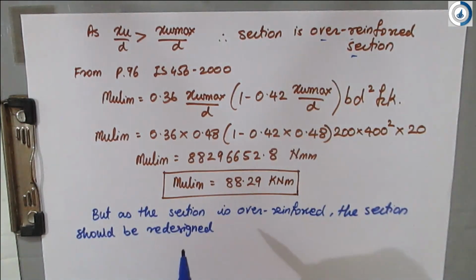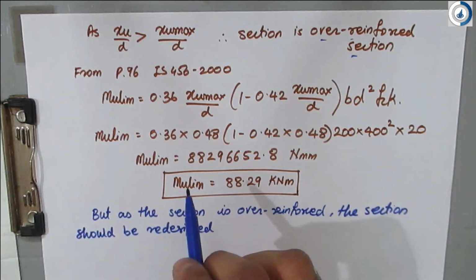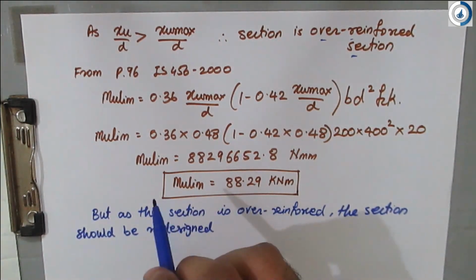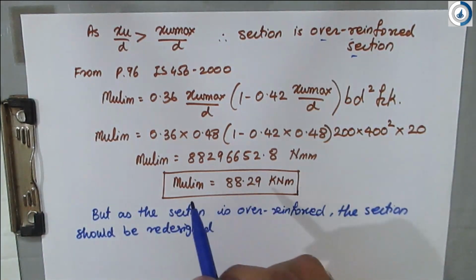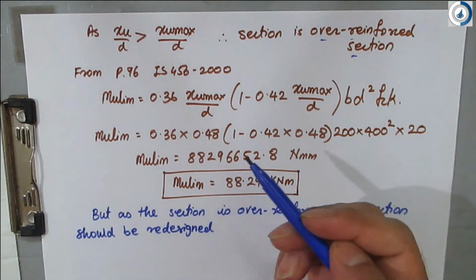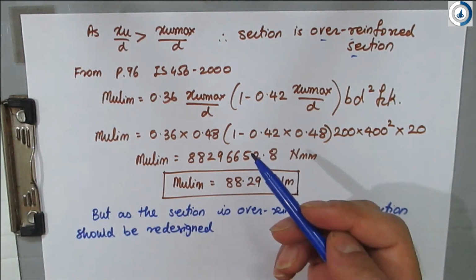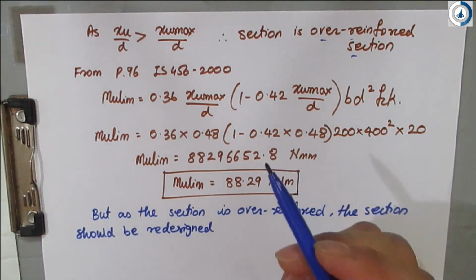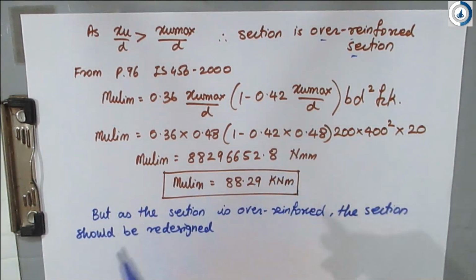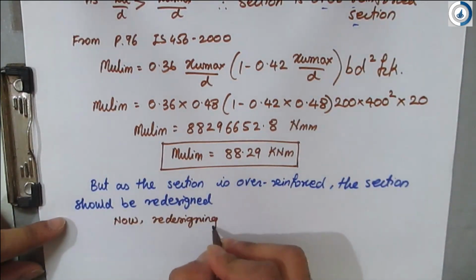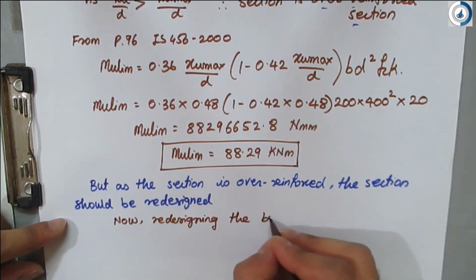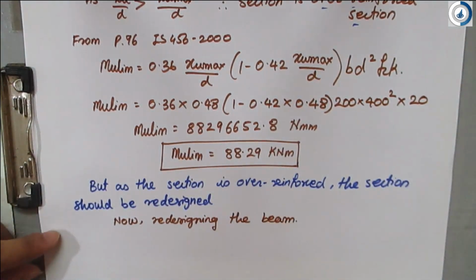Redesigning the section means you have to find out the new AST. Why new AST? Because it all depends upon your area of steel whether the section is over reinforced or under reinforced. So we were getting AST around 804.25, so it is over reinforced. Therefore, we have to find out the AST which will obviously be less than 804.25 mm square. So how to do it, we will see now. Redesigning the beam or element, you can say.